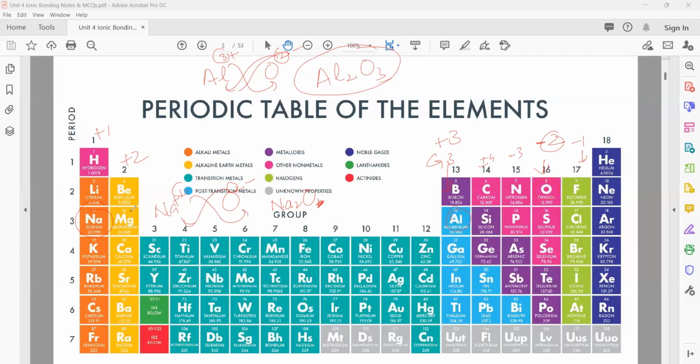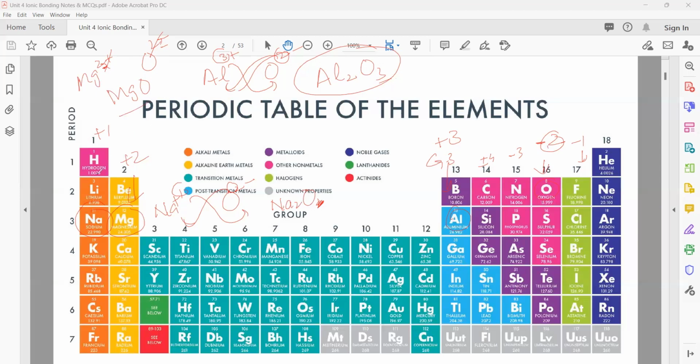But if you have magnesium, magnesium in which group? 2. So if I write here, magnesium what? 2 plus. And oxygen is what? 2 minus. So they are the same, plus 2 and minus 2. If numbers are like this, they cancel each other. So the formula will become MgO without any number.